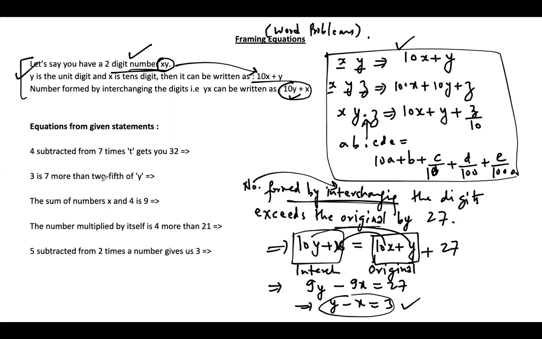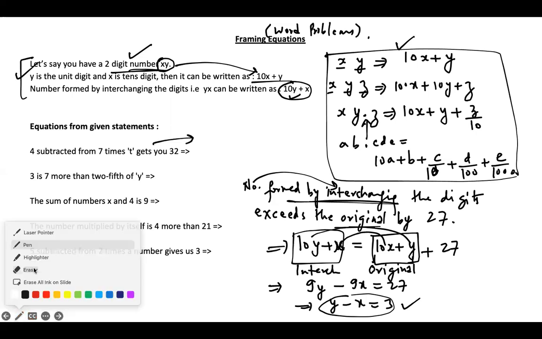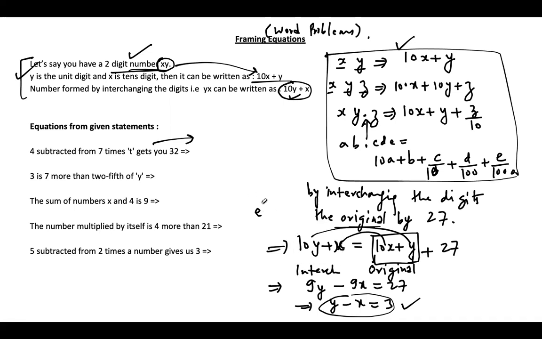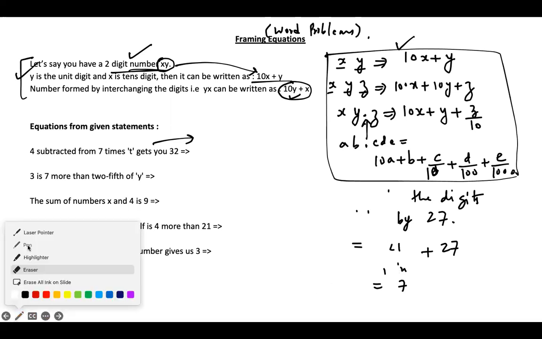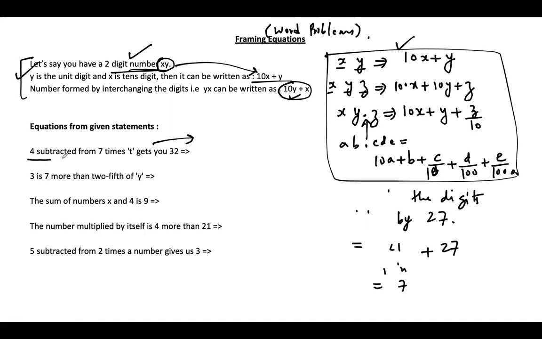Let me ask Samarth. Samarth, how will you write this in equation form? The statements that I have provided. Samarth, quickly. Yes, sir. 4 subtracted from 7 times t gets you 32. So, step by step. 4 subtracted from something, 7 times t, so 4 is subtracted from 7t, and this gives me 7t minus 4 is equal to 32.